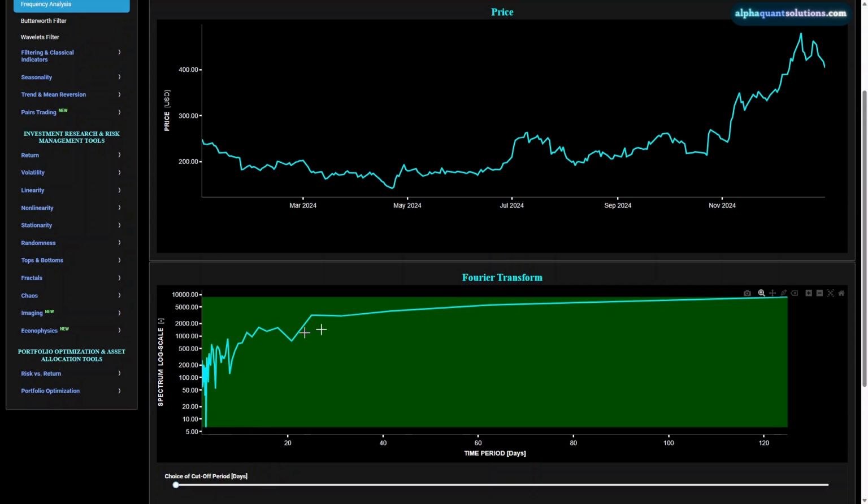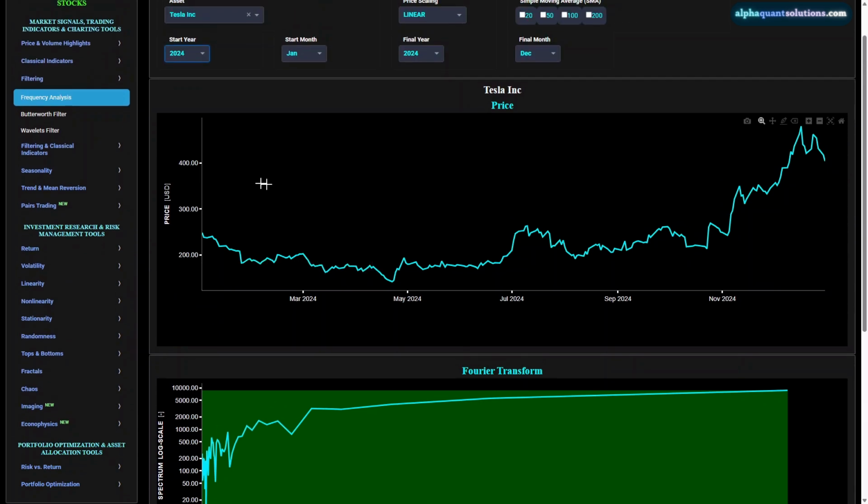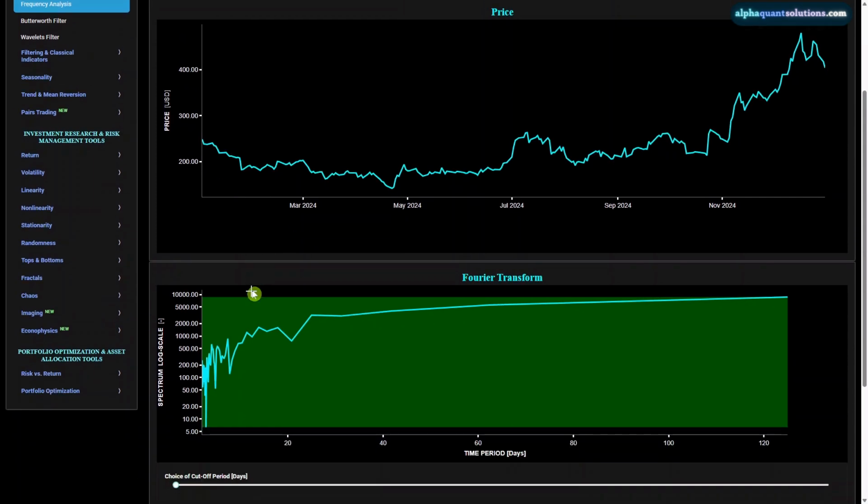And what this bottom graph shows is actually the frequency content of the top graph, so of this price behavior of Tesla. And what we see, for very low time periods, which means very high frequency, because time period is 1 divided by frequency, is the part where we have high frequency noise.